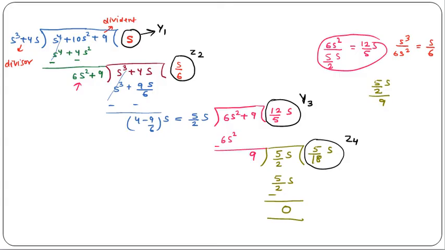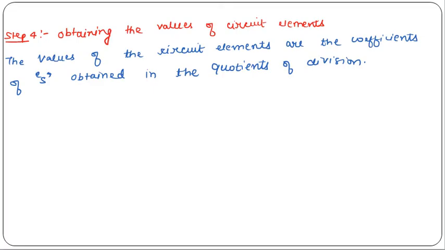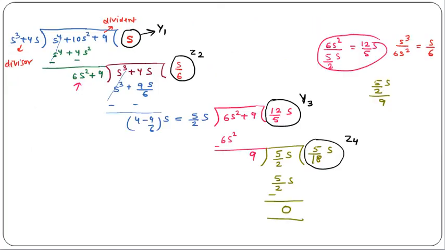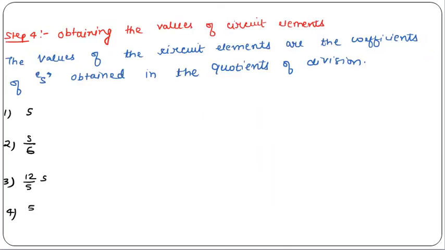Now the coefficient of s in the first term is 1, in the second term the coefficient of s is 1 by 6, in the third it is 12 by 5, and in the fourth it is 5 by 18. So let us write. The first is s, the second is s by 6, the third is 12 by 5 into s, and the fourth element is 5 by 18 of s.